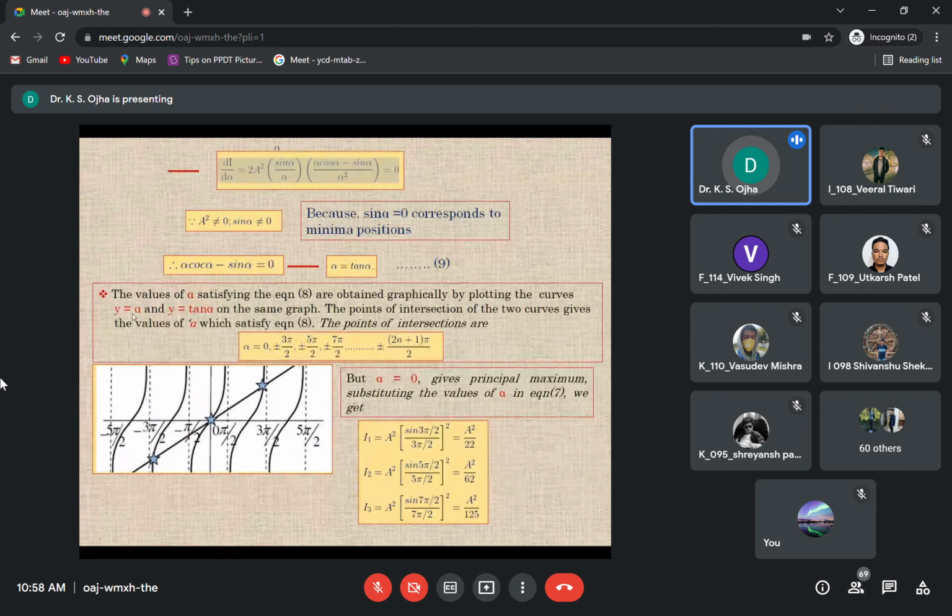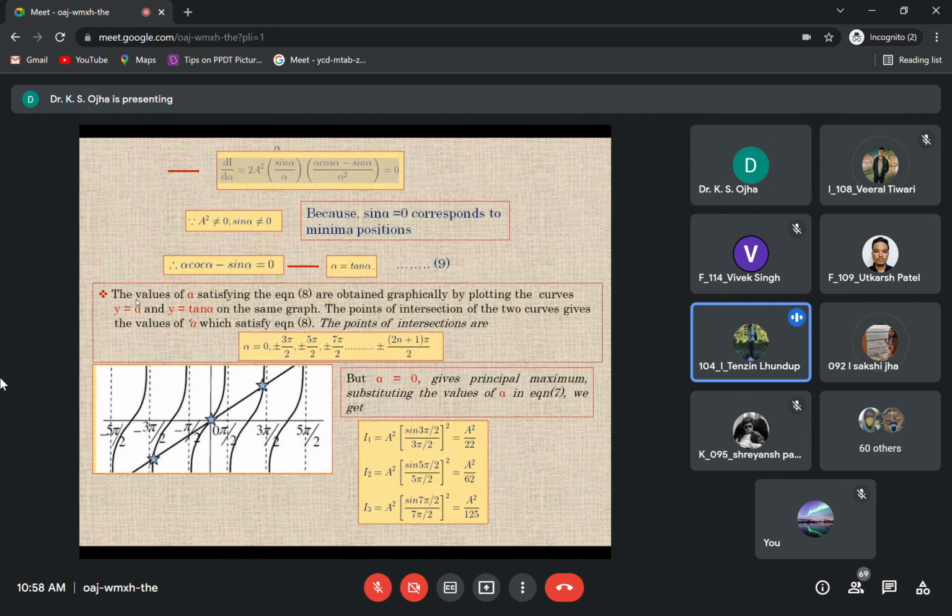Now, y is equal to alpha is a straight line with slope 45 degree. You know very well the straight line equation. You have studied it, haven't you? Yes, sir. So y is equal to alpha is a straight line. You are seeing this straight line, marked with stars here. This is the line passing through the origin and its slope is 45 degree. Y is equal to tan alpha, you must have plotted it.